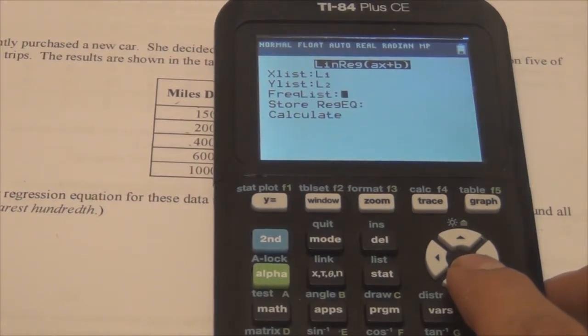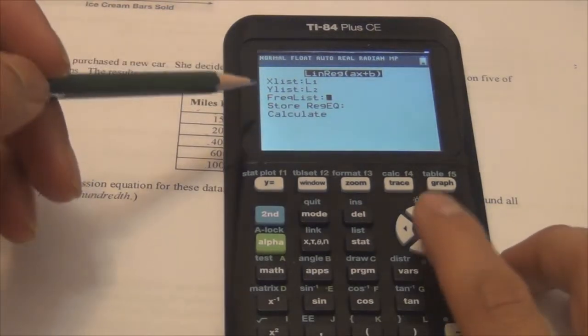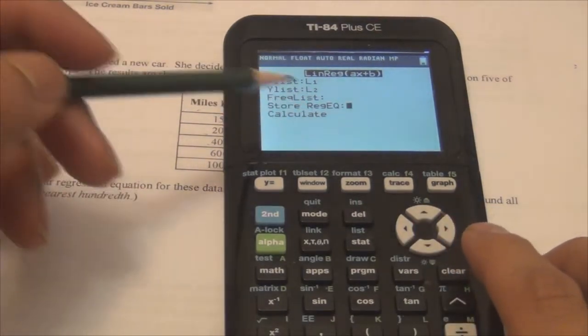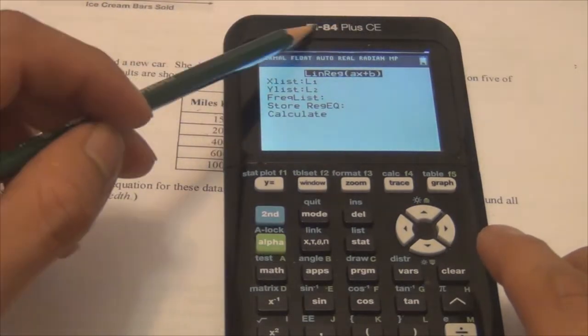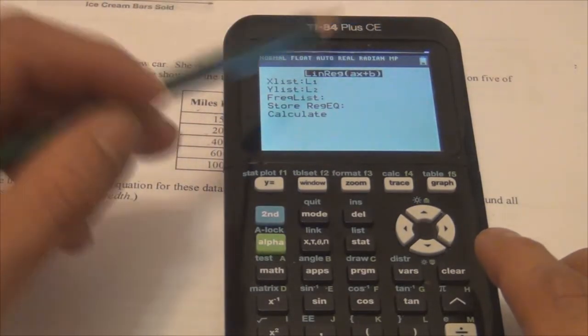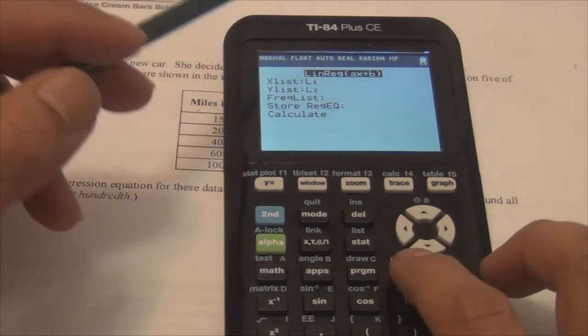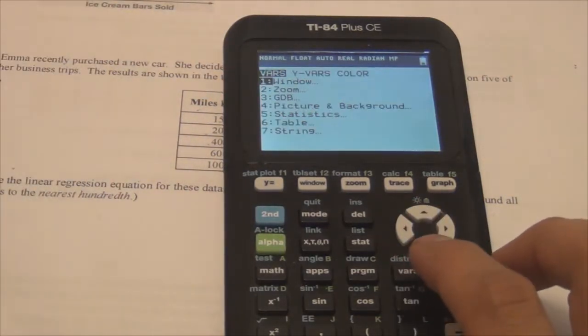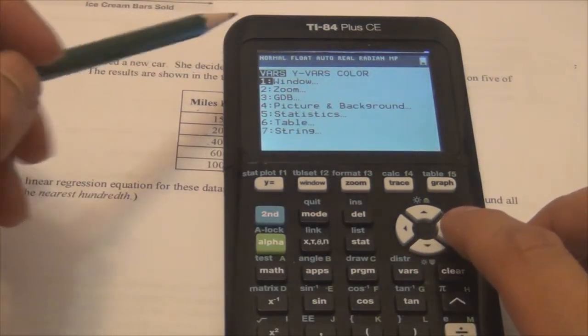So I'm gonna go in. Okay, right here. So it says, do you want to store the linear regression? This only works on the TI-84 or TI-84 Plus CE or TI-84 Plus C. Yes, I want to. Where? Well, there is a way to do it on the TI-83, but it's very tedious. I could show you if you need me to.